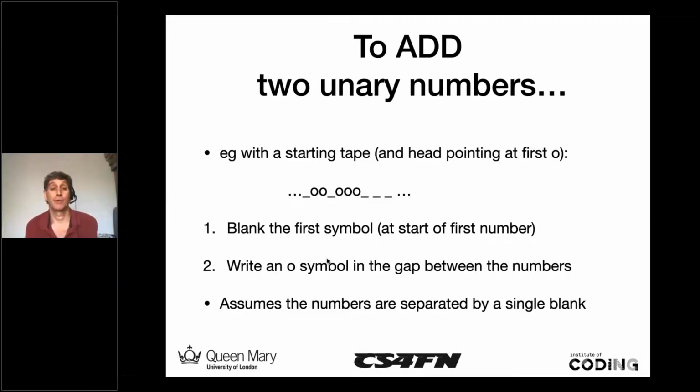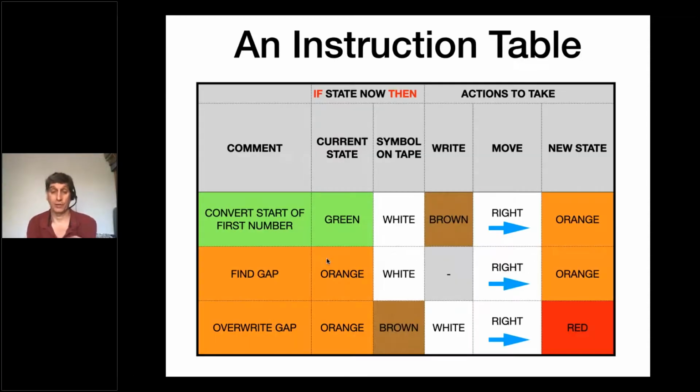The numbers are separated by a single blank, and the head is actually pointing to the beginning of the first number when we start. So how do we do that? Well, here's an instruction table that does it. It's actually the instruction table that I was showing you earlier. There's 3 parts to this. Essentially, we're starting in a green state, so this first row is the one that will apply, and its job is to convert the start of the first number.